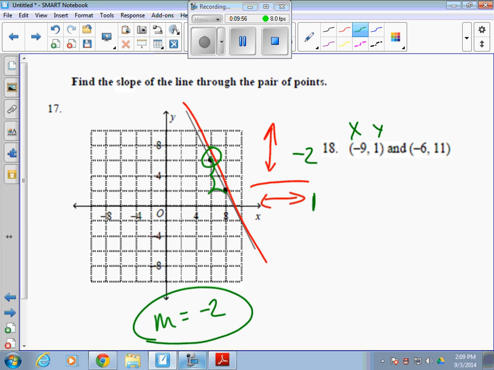This is x and this is y. This is sub 1 because it's 0.1. This is sub 2 because it's 0.2.